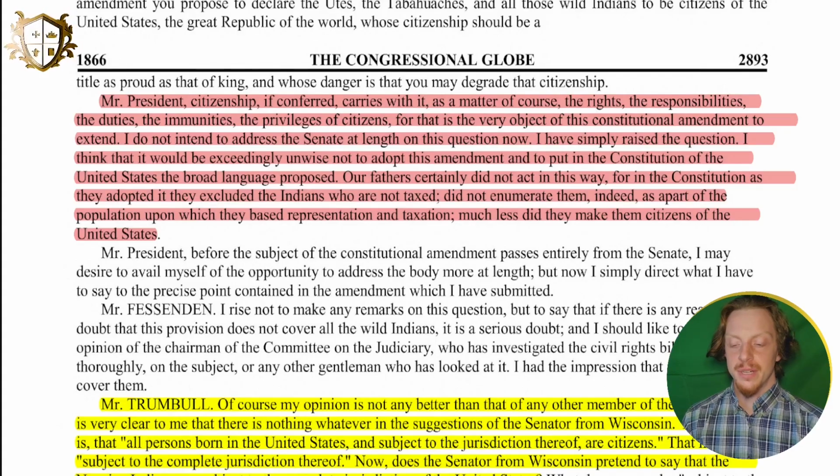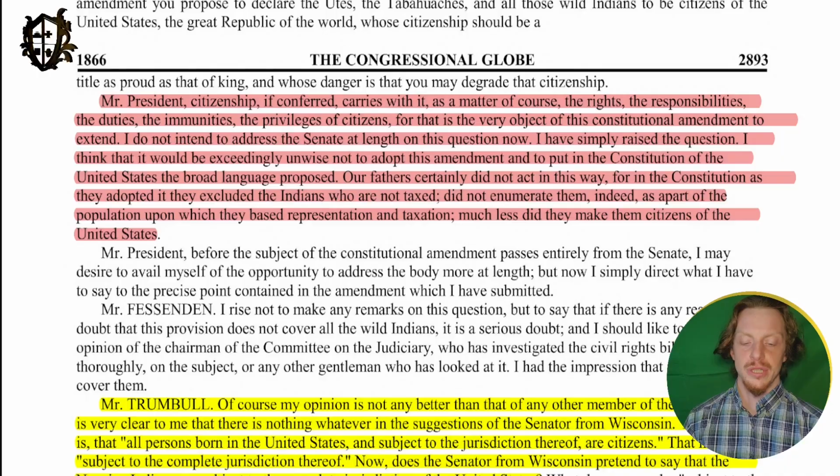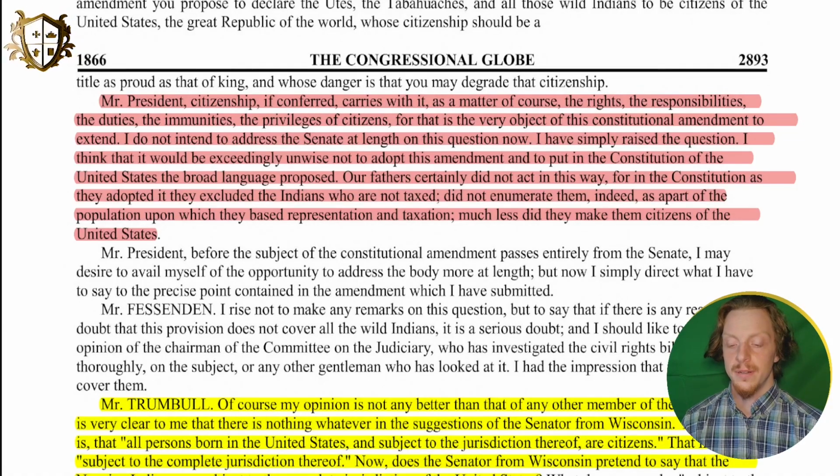I do not intend to address the Senate at length on this question now. I have simply raised the question. I think that it would be exceedingly unwise not to adopt this amendment and to put in the Constitution of the United States the broad language proposed. So it was intentionally equivocal, intentionally ambiguous.